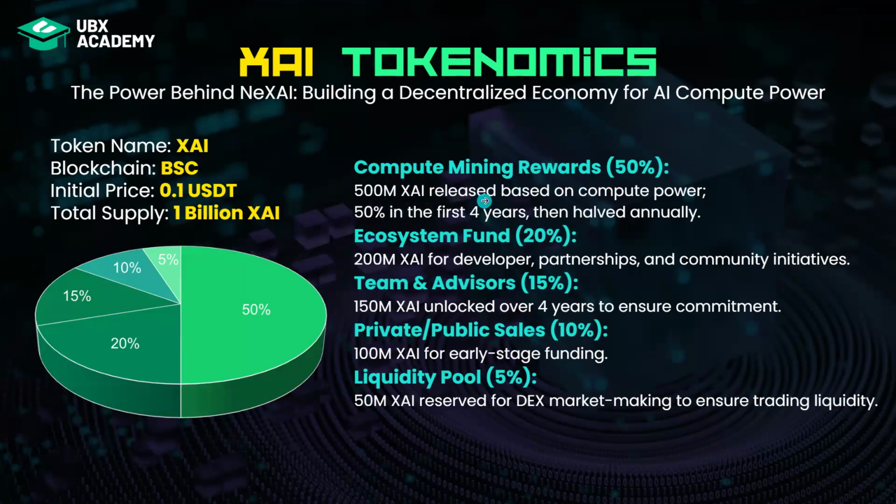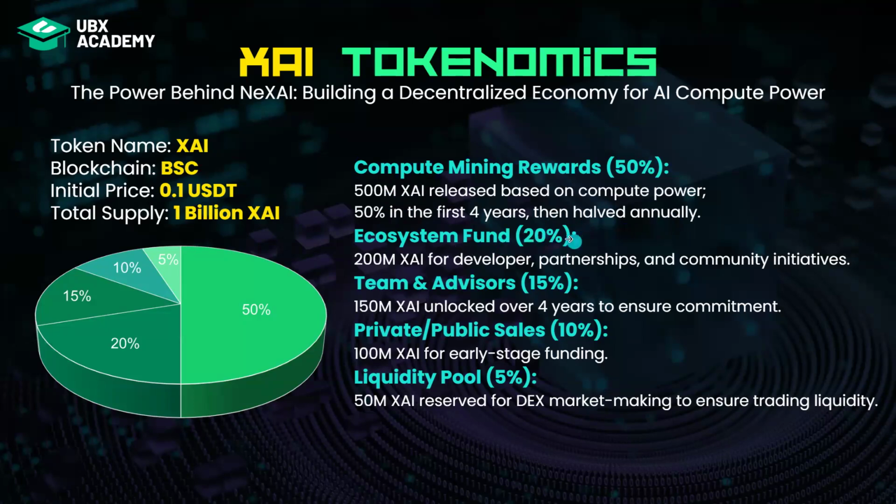500 million XAI released based on compute power. In the first 4 years, 50% will be released. The subsequent 50%, which is 250 million, will halve annually, starting in the 5th year. So the supply will get less and less, while user demand keeps increasing. So it creates more demand in the future and scarcity for the token.